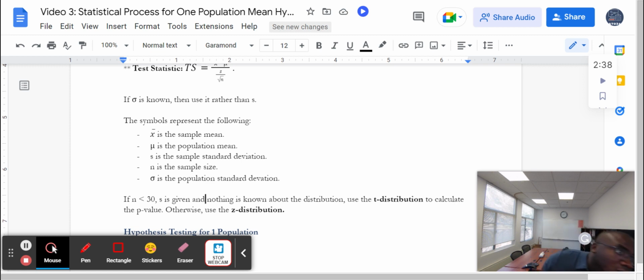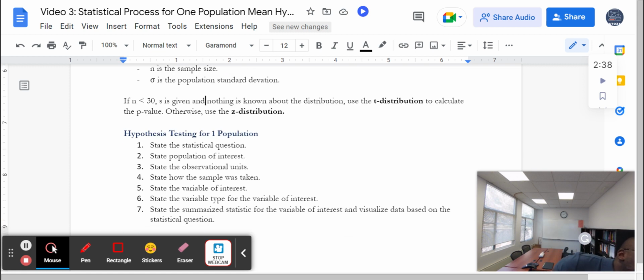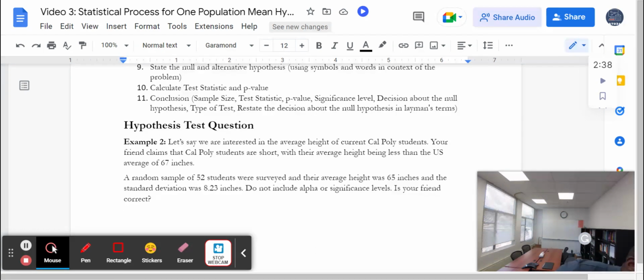Okay, so when it comes to hypothesis testing, here's the statistical process. Here are the questions that you must go over in order for us to thoroughly understand the context of the problem. Just like in video 2, I provided us with an example. Let's go ahead and read it together, and then I'm going to have you all press pause and answer these questions.